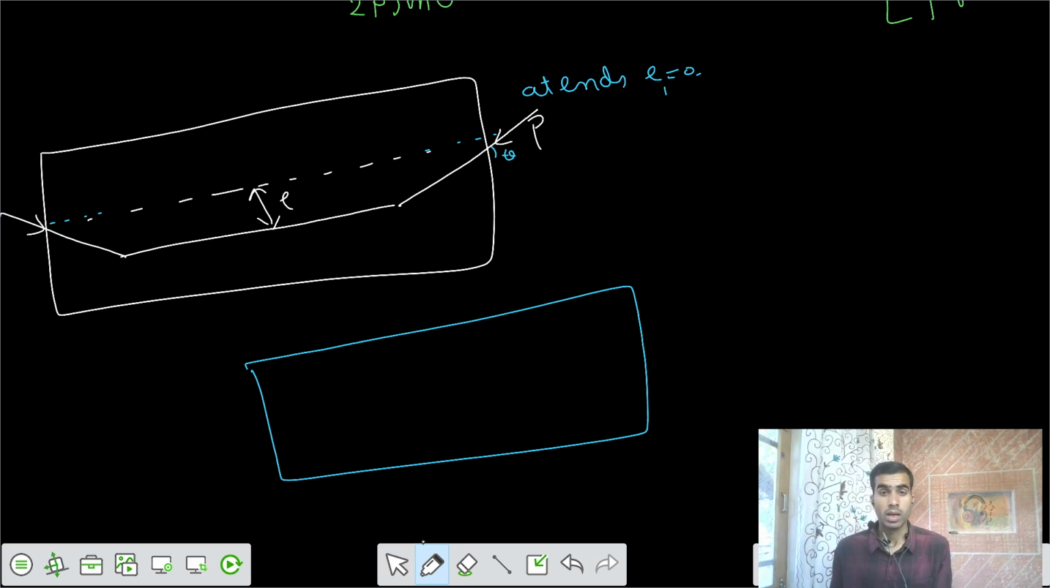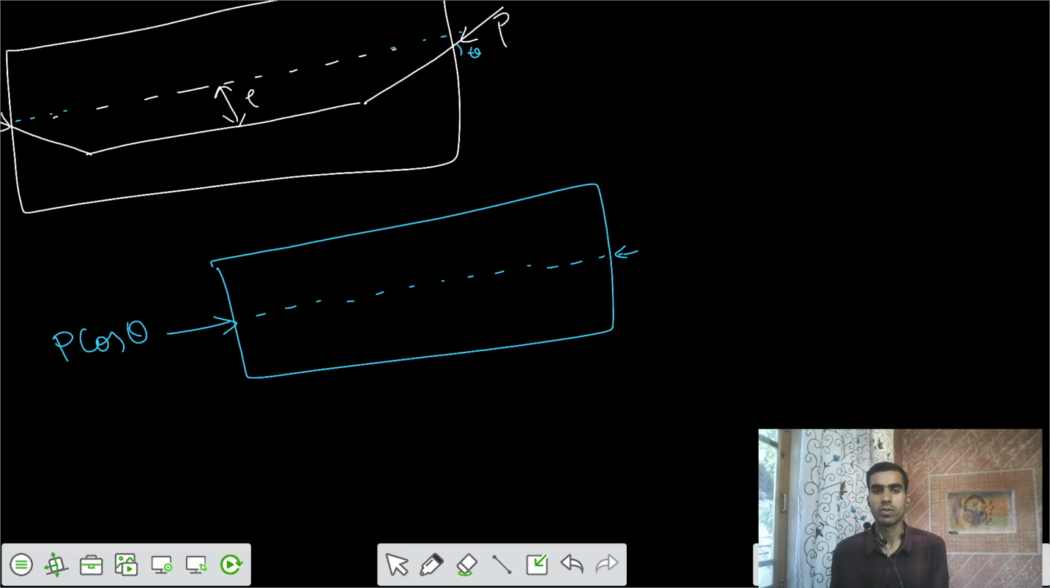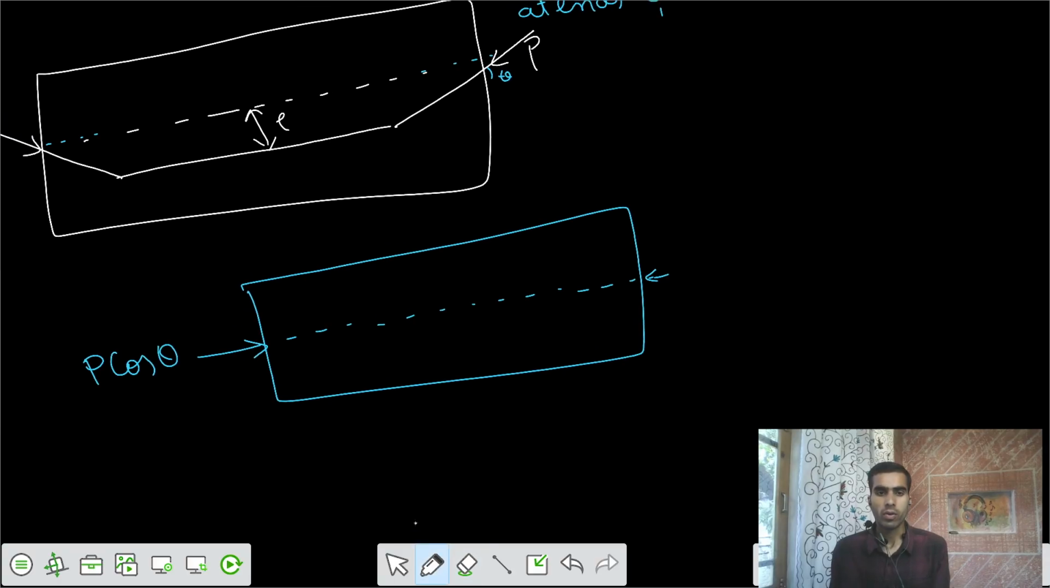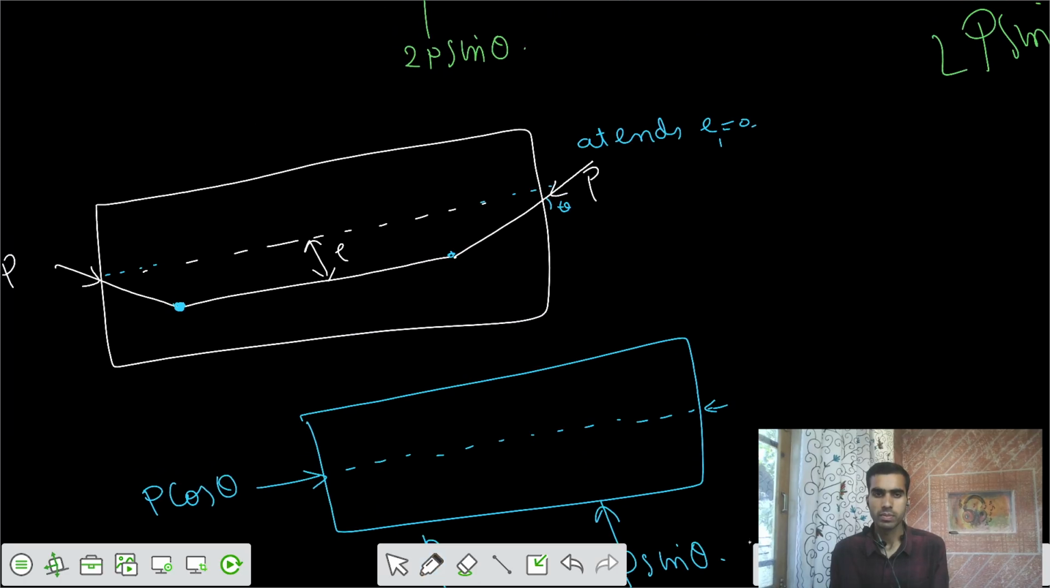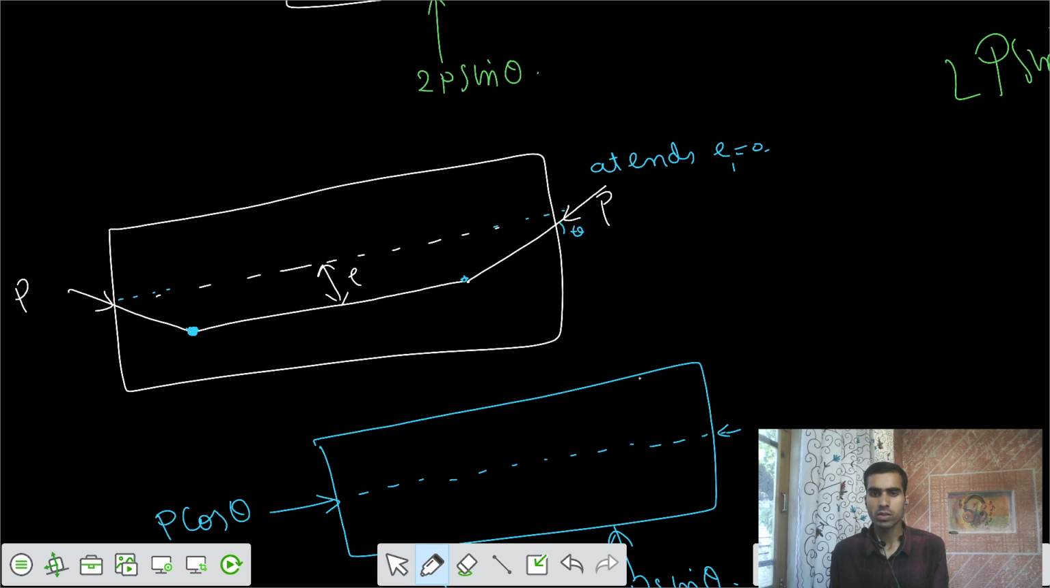It can be converted to some force of P cos theta passing through the neutral axis, and we know that the eccentricity at the end is 0, so the final eccentricity is also 0 for the entire length, and we are going to have a balancing load here and here equal to P sine theta, and for this location also we have some balancing load of P sine theta.